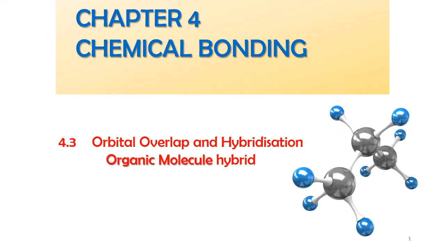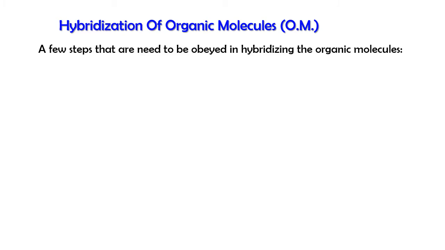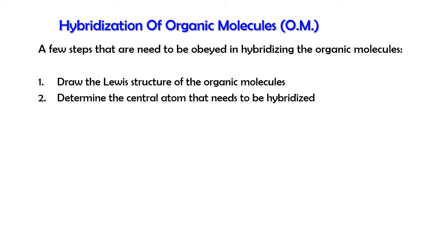Hi everyone, let's continue with sp3d hybrid. For hybridization of organic molecules, there are a few steps that need to be obeyed. First, you need to draw the Lewis structure of the organic molecule. Next, determine the central atom that needs to be hybridized.